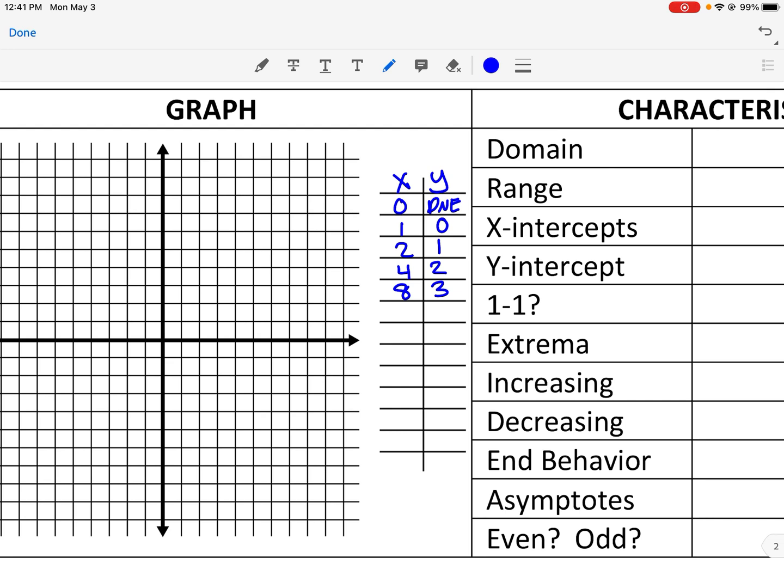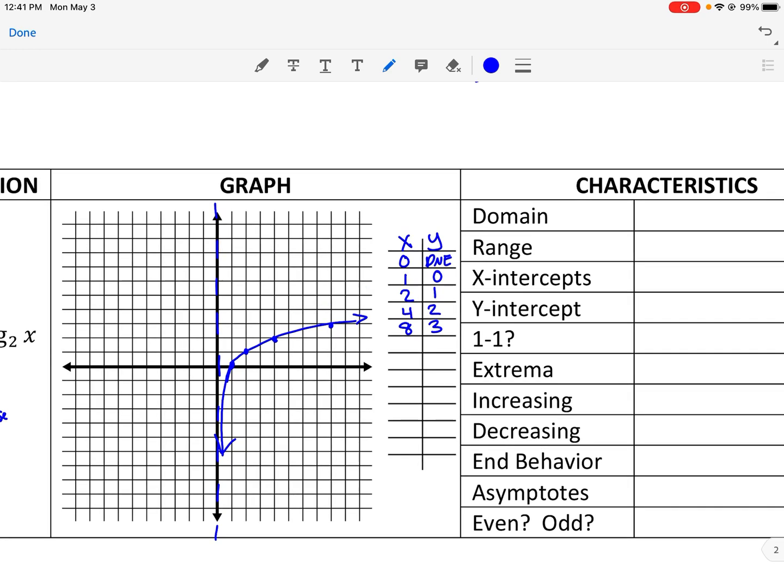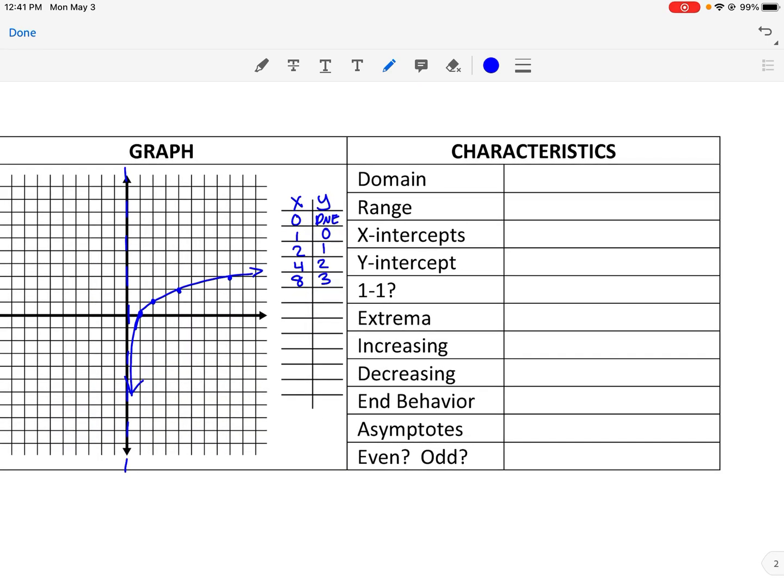So 0 does not exist. So this is actually going to give us an asymptote right here. Logarithms have a vertical asymptote. 1, 0, 2, 1, 4, 2, and 8, 3. Okay, so that goes this way. But again, we have an asymptote, so as we come back this way, it's got to swing down because it's not ever going to cross that asymptote.